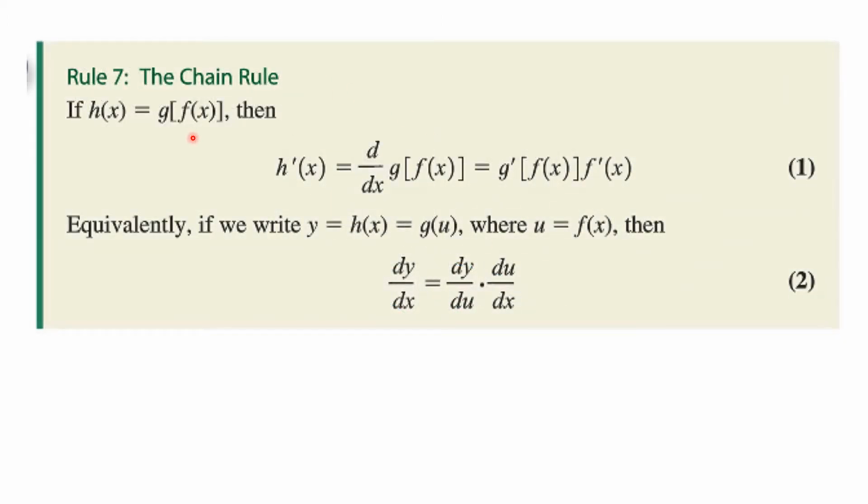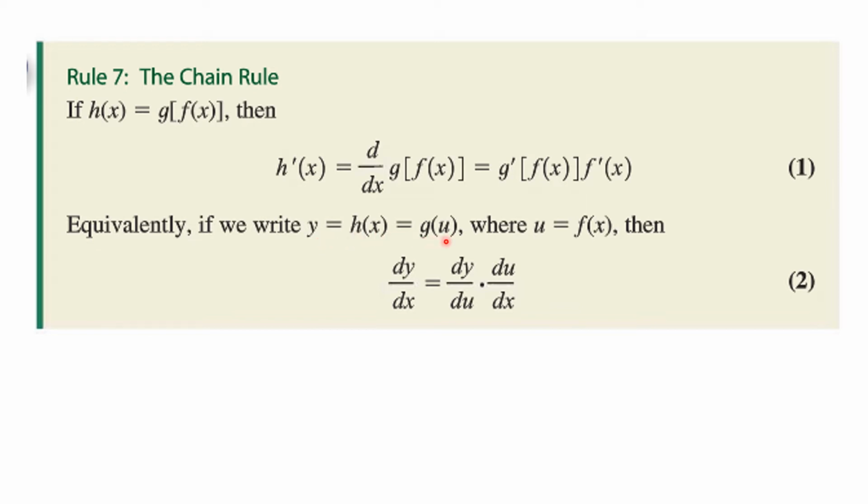So here's a statement of the chain rule. This first statement that's shown here with number 1 is you're taking the derivative of this. So first you take the derivative of g with respect to f of x, and then you take the derivative of f of x.